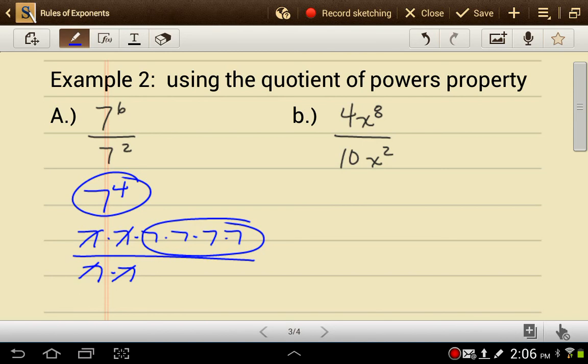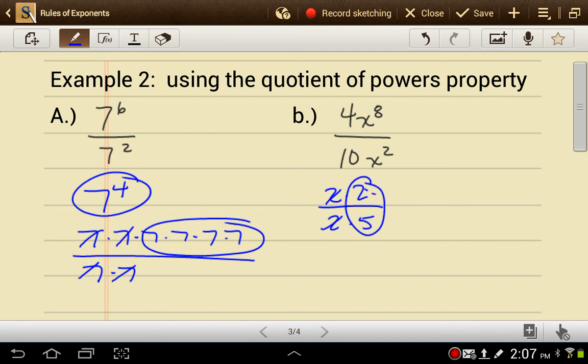For B, I have to simplify the 4 and the 10, which most of you might be able to do. But again, if you wanted to write it out in prime factorization, you could. So that would be 2 times 2, and that would be 2 times 5. The 2's cross off, so I'm left with 2/5. Okay? And then for the exponents, I'm just going to subtract them.